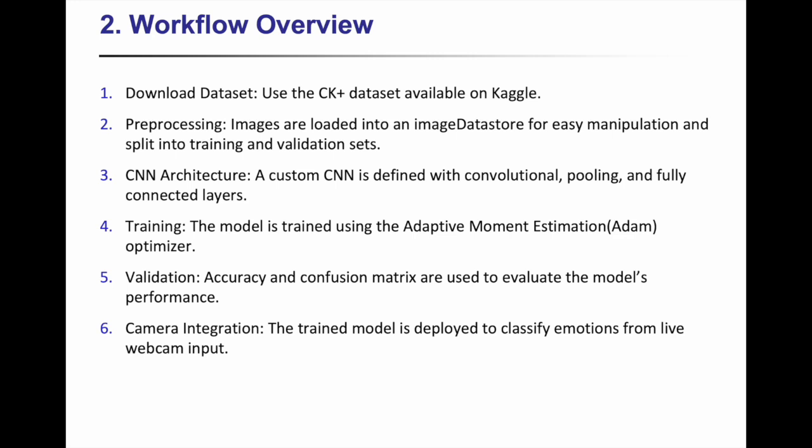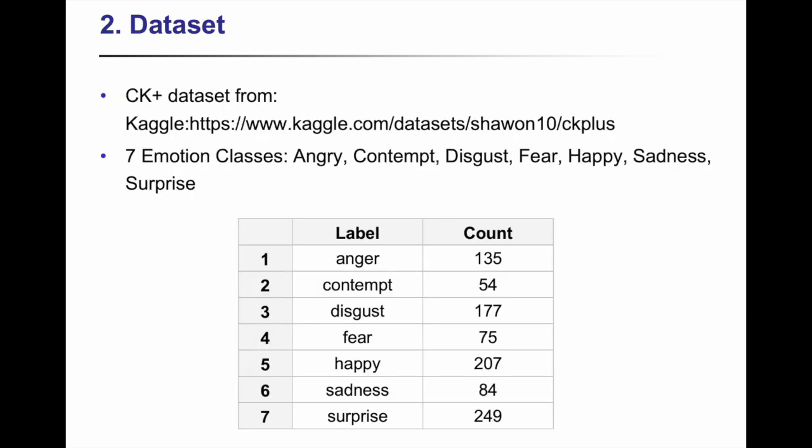I use the adaptive moment estimation optimizer. The fifth step is to validate how the model performs; the accuracy and the confusion matrix are used to evaluate the model's performance. The sixth part is to integrate the camera. The trained model is deployed to classify emotions from live webcam input.